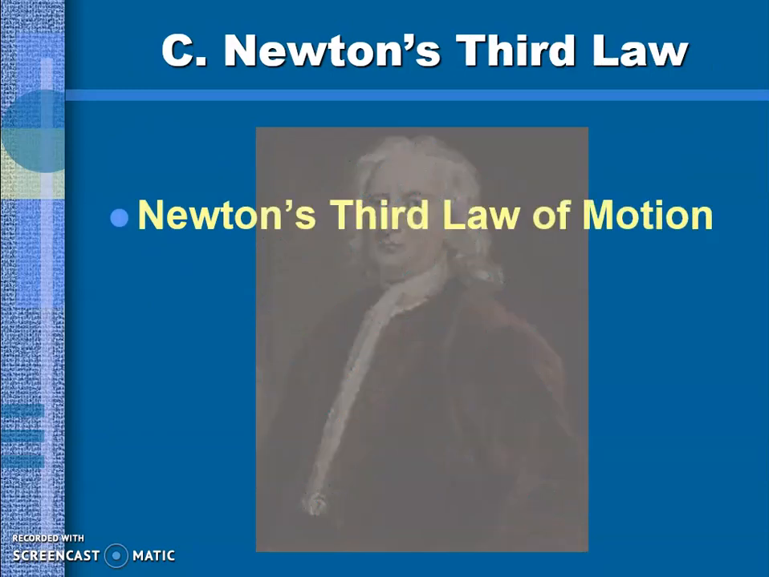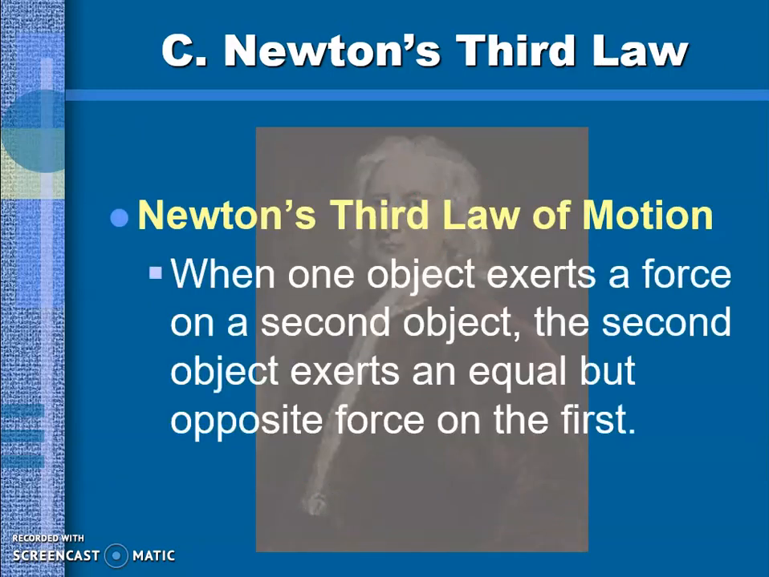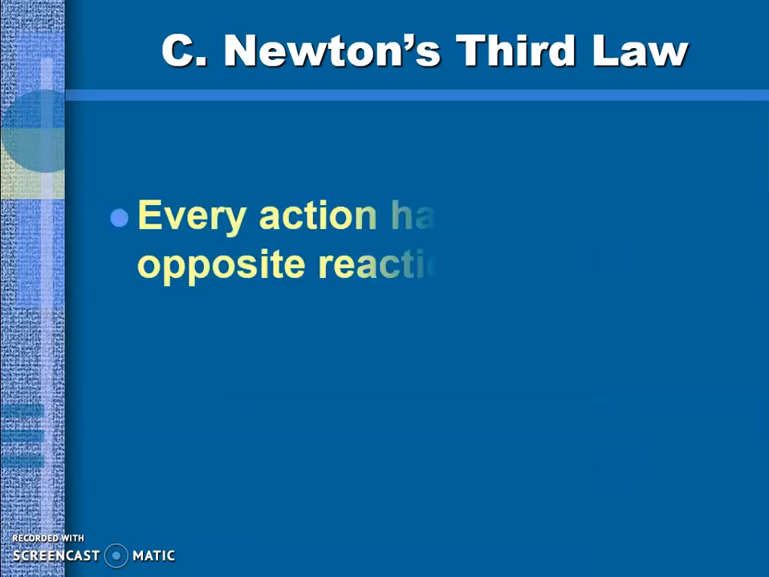Newton's third law, in his own words, states that when one object exerts a force on a second object, the second object exerts an equal but opposite force on the first. Okay, so let's break down and say, what does this mean? This, stated more simply, is every action has an equal but opposite reaction. Okay, all right, so those are Newton's 3 laws of motion.